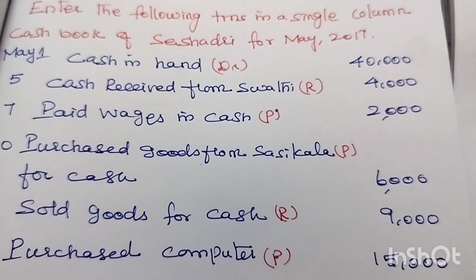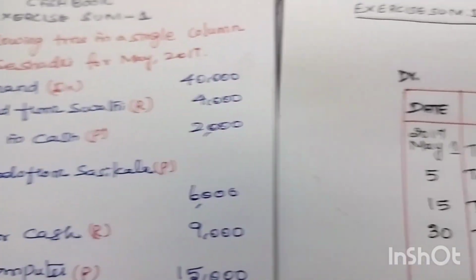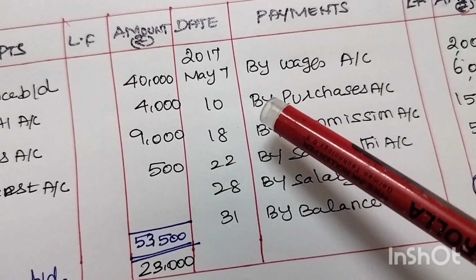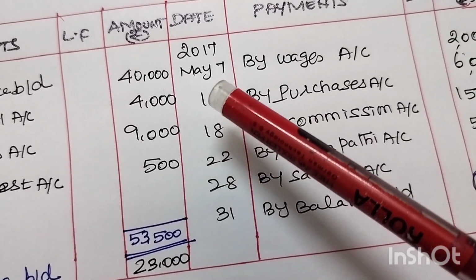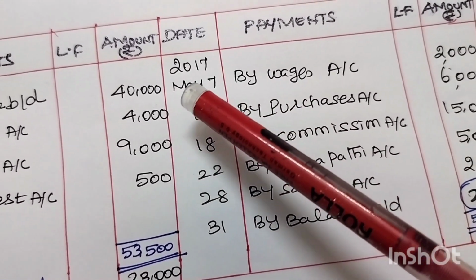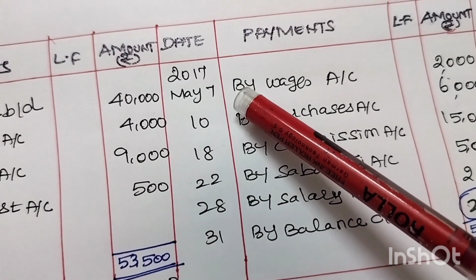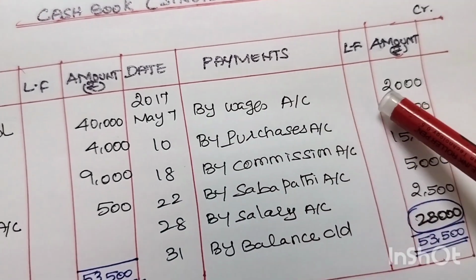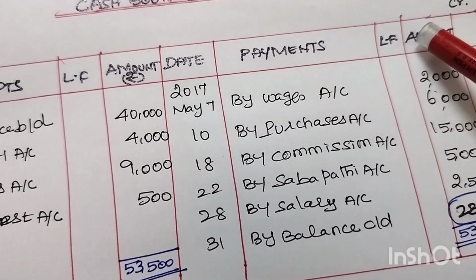What is the opposite account from the cash account? Wages account. So you go to the credit side, which means the payment side. What is the opposite account from the cash account? Wages account. You always start with the word 'by' on the credit side. So, by wages account 2,000 rupees is entered into the amount column. We entered it.